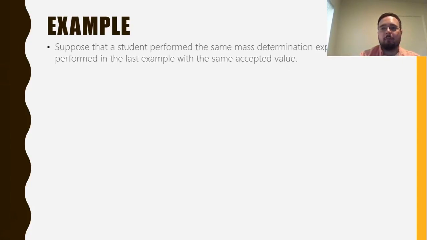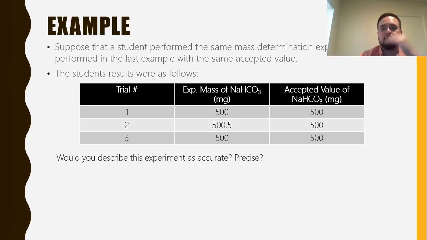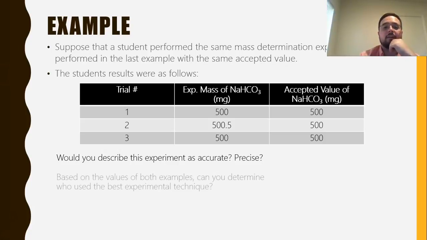So suppose I have a student perform the exact same experiment that I just did. Same accepted values, same materials, everything like that. The student performs the experiment, and his or her results turned out to be this. So you can definitely tell that the student had values really close and on the money in regards to the accepted value, maybe a little bit over on the second trial. So that typically tells me he or she had really good technique. The equipment they were using must have been really good. So how would you describe that based off of that? Would you say it's very accurate and very precise? I would. I definitely would.